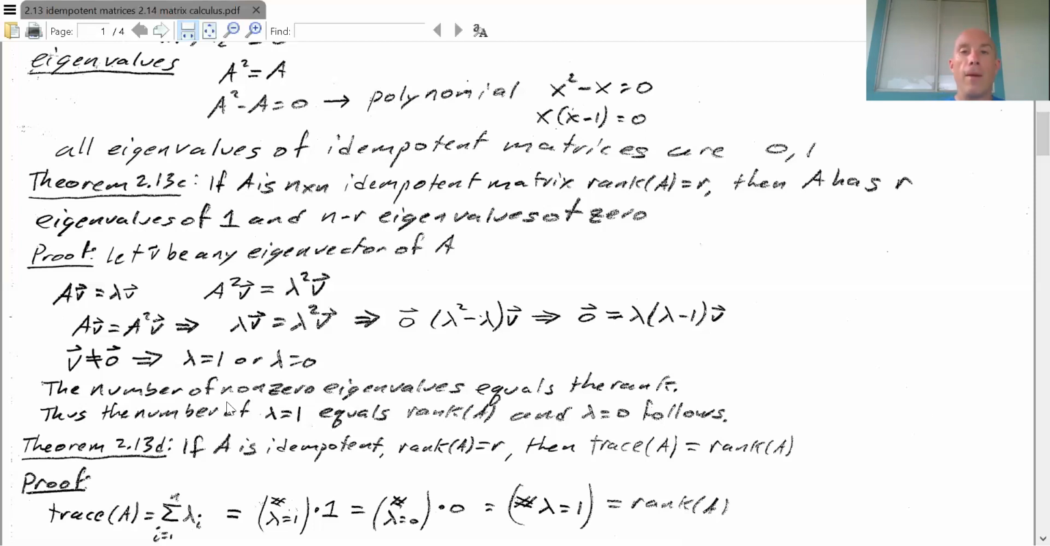Now let's think about the number. The number of non-zero eigenvalues equals the rank. We remember this from a previous lecture. Therefore, the number of eigenvalues equal to 1 has to equal the rank of A. Therefore, there have to be r eigenvalues equal to 1, and the n minus r part follows immediately.